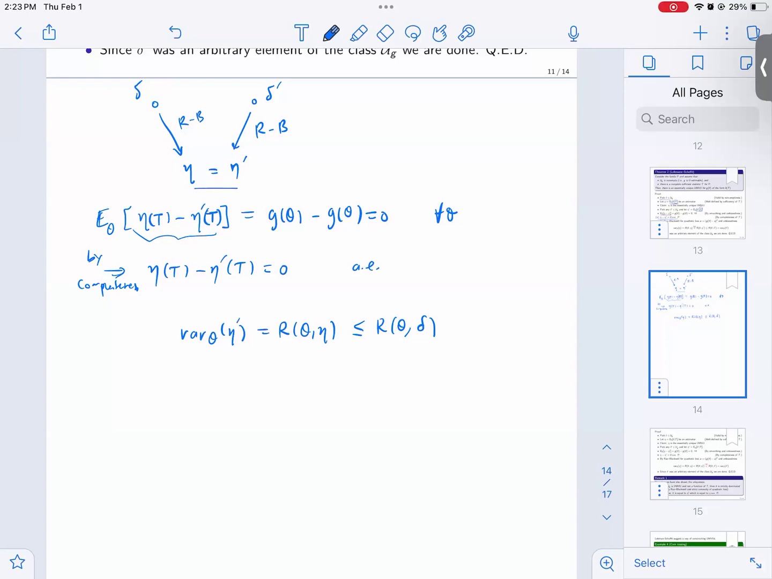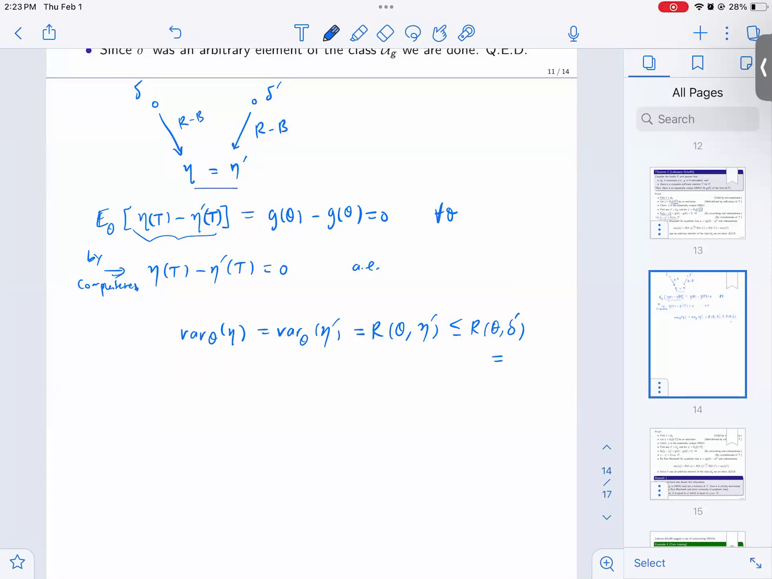How about if I do this? The variance of eta is equal to the variance of eta prime, because we showed that eta and eta prime are the same. And this is R of theta and eta prime, which is less than R of theta and delta prime. This one is also true; this is still Rao-Blackwell for delta prime. This is true because eta prime is unbiased. This is true because we showed that eta and eta prime are the same.